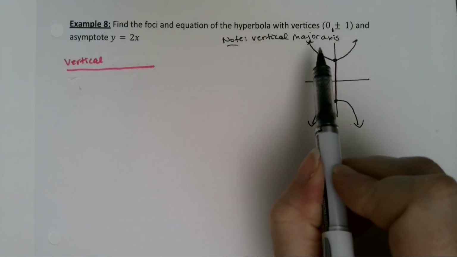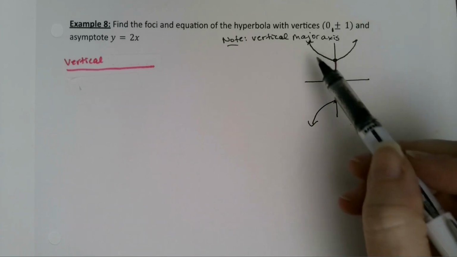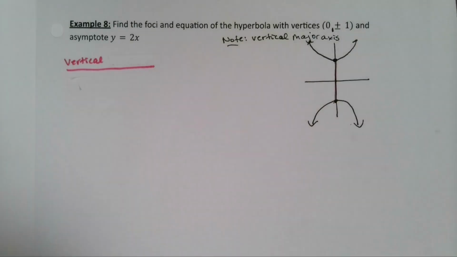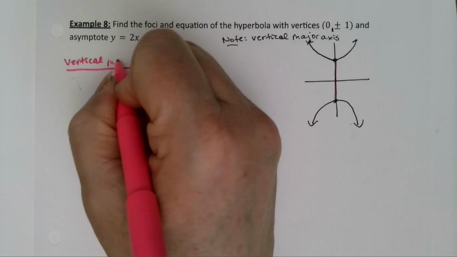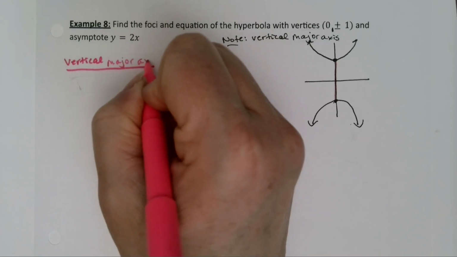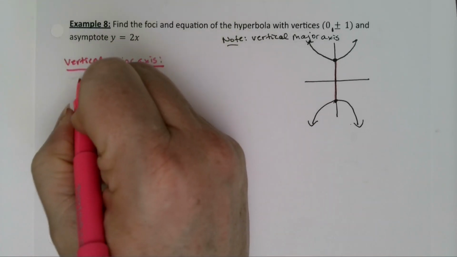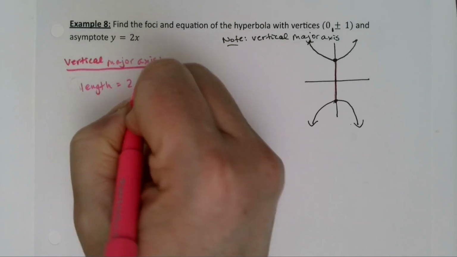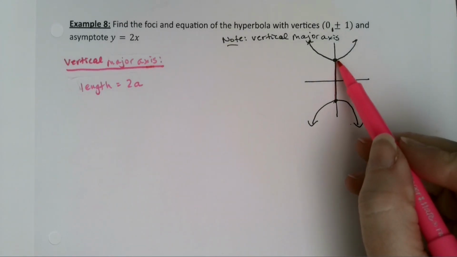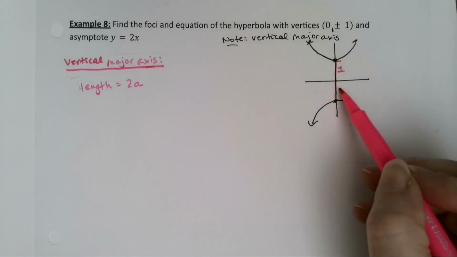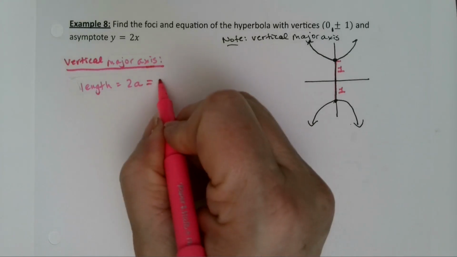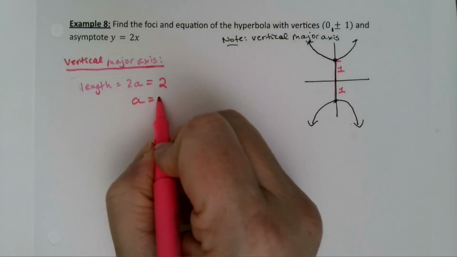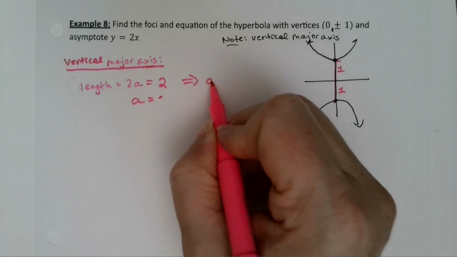And you can tell because it's 0 plus 1, 0 minus 1 that it has a vertical major axis. Now, the vertical major axis means that, well, all major axes, the length of it is 2a. Now, I can tell how long it is, though, because this is a distance of 1 and this is a distance of 1. So in this case, it's equal to 2, so a is equal to 1. Actually, let me write that right here.